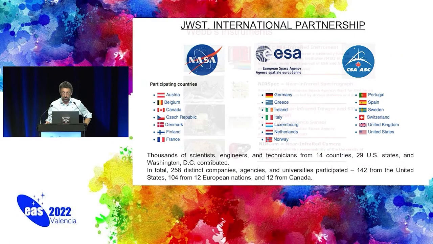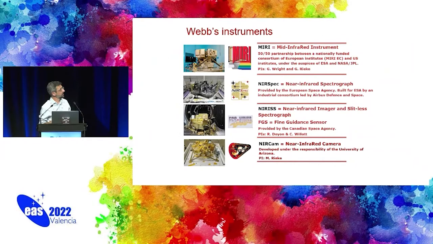These are the instruments on Webb. MIRI is the mid-infrared instrument that, as I mentioned, has been developed by a 50-50 partnership between a European consortium and institutes in the US. NIRSpec is the other instrument provided by ESA. It's a fantastic instrument. I'm a bit biased because I'm in the NIRSpec team, of course, and it is the first multi-object spectrograph in space, developed by ESA.